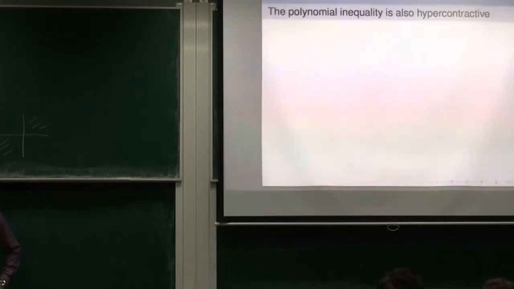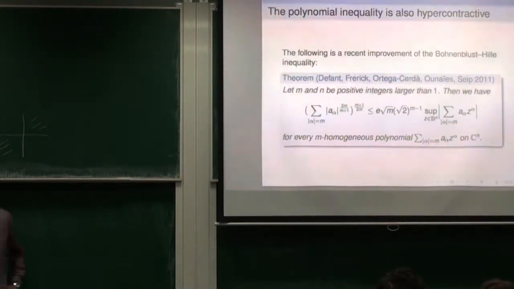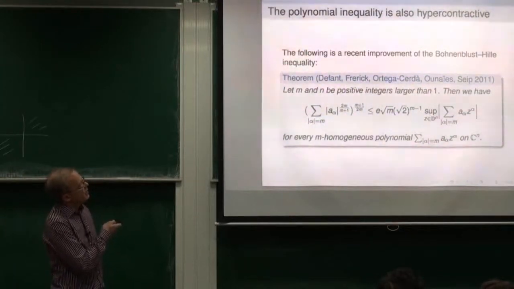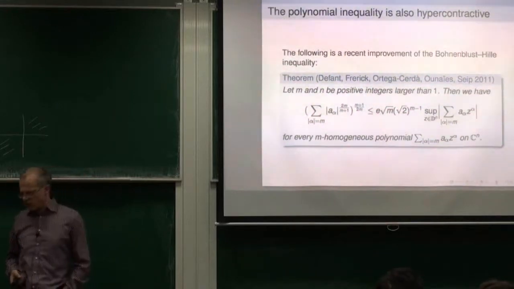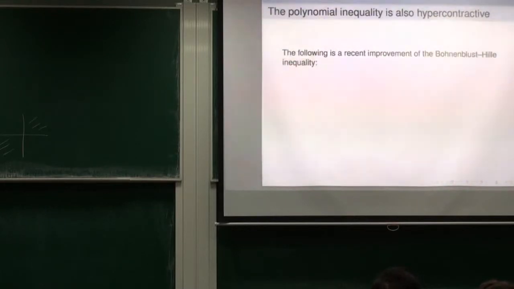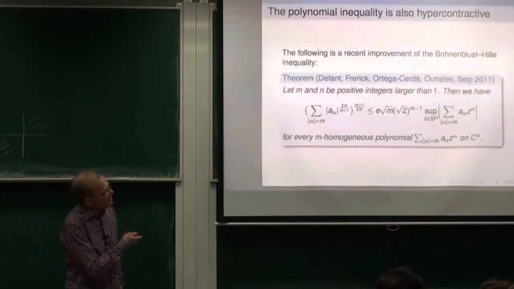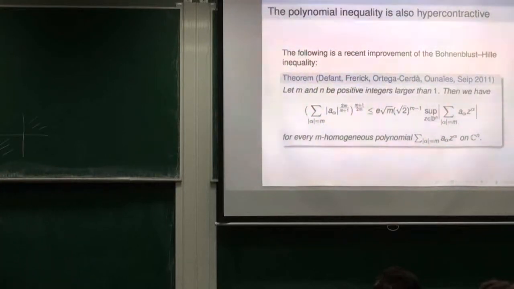So in fact, and this is a recent result that I was involved in proving, it turns out that the Bohnenblust-Hille inequality for homogeneous polynomials is also hypercontractive. So the constant you can put here grows at most exponentially. I don't know if this is best possible. It would be very nice if it could be made even smaller, but for most applications this is good enough, and it gives fairly sharp results in different settings.